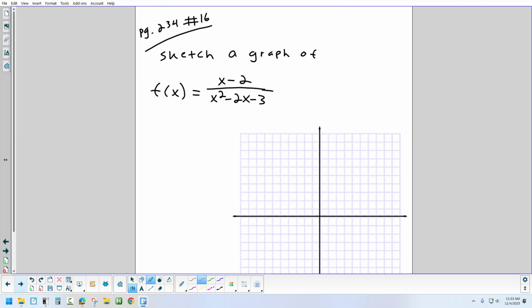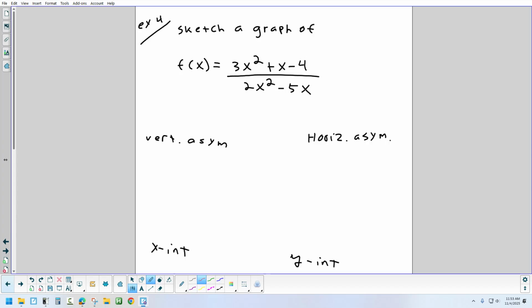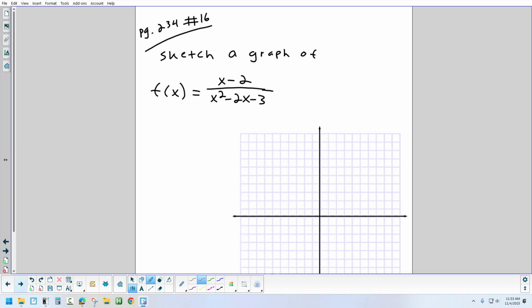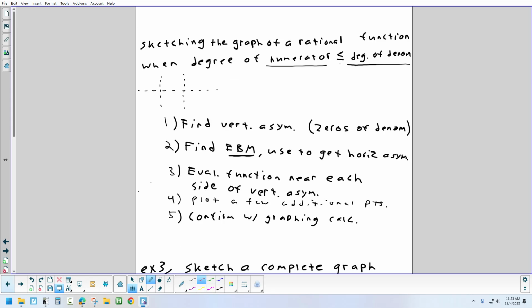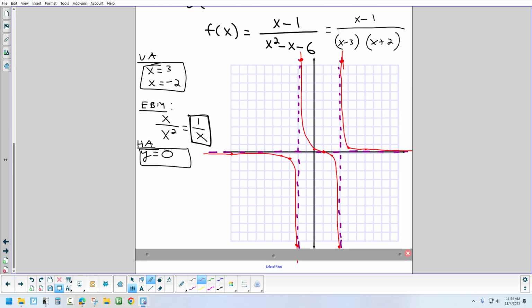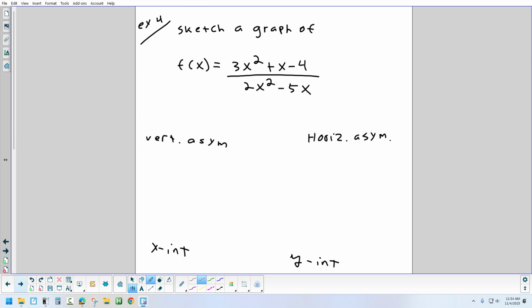All right, let's try one more of those, and then that'll be it. That one's pretty similar to the first one, so I'm not going to do that. This one's a little different because this time the degrees are equal rather than having the degree in the top smaller. But the sketch still looks almost identical.